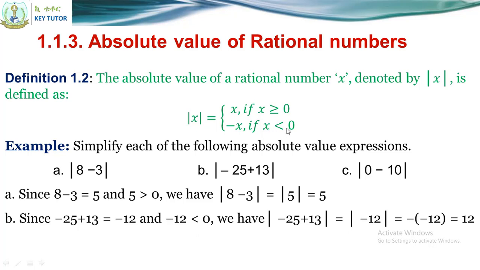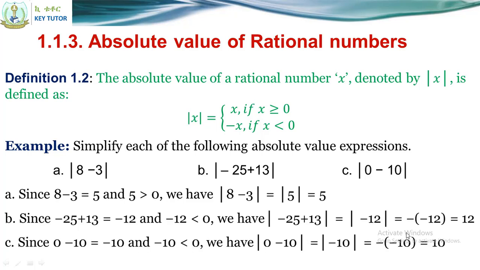X less than 0 implies the absolute value of x is the negative of x. What is less than 0 in our case? Negative 12. The absolute value of negative 25 plus 13 is the absolute value of negative 12. Then it says the absolute value of what is inside is the negative of what is inside. So the negative of negative 12 is then positive 12. So still, this absolute value is giving me positive numbers or 0.